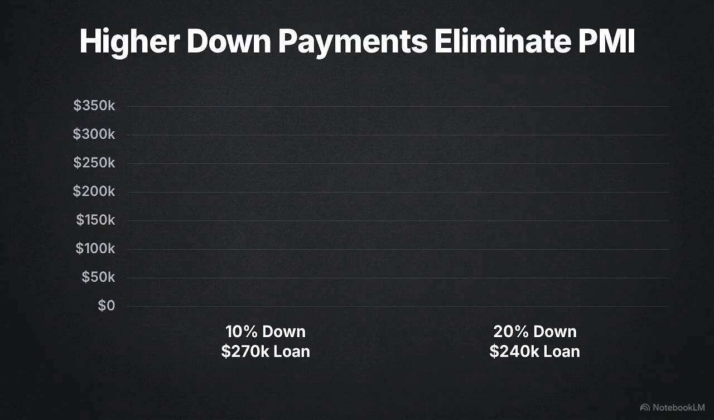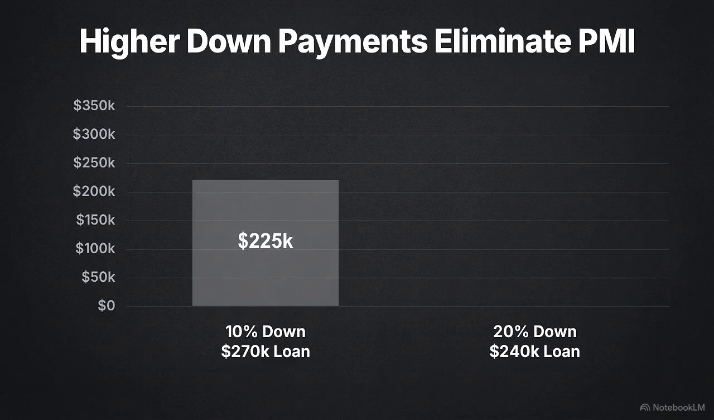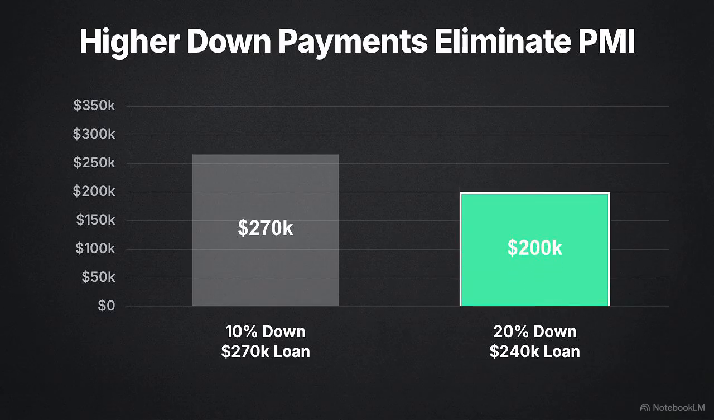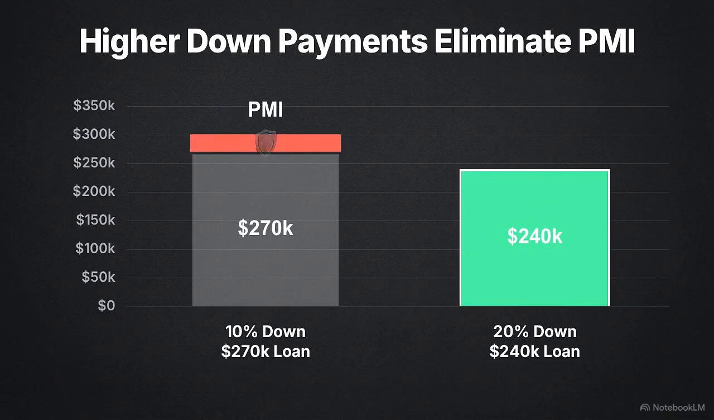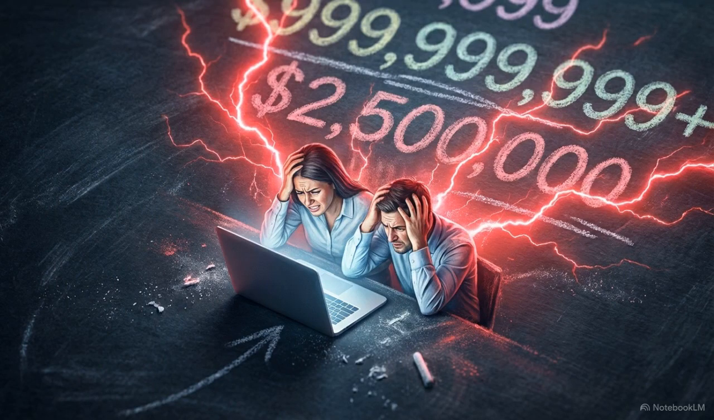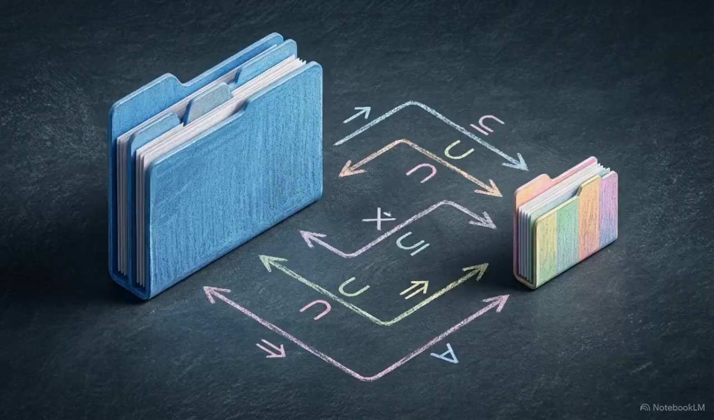This chart shows the baseline math of down payments on a $300,000 home. A 10% down payment results in a $270,000 loan, while putting down 20% reduces the principal to $240,000 and completely eliminates the need for private mortgage insurance, or PMI. If a buyer lacks the cash for that 20% down payment, but still wants to avoid the monthly cost of PMI, they might use a purchase money second mortgage.